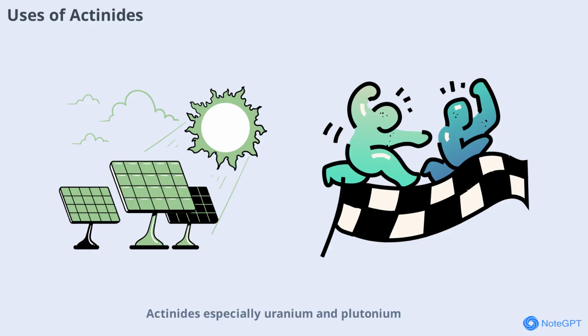Actinides, especially uranium and plutonium, are vital for nuclear power generation. These elements undergo fission reactions, releasing enormous amounts of energy. Actinides are also used in medical imaging, cancer treatment, and scientific research. Their radioactive properties require careful handling, but their contributions to energy and medicine are invaluable.